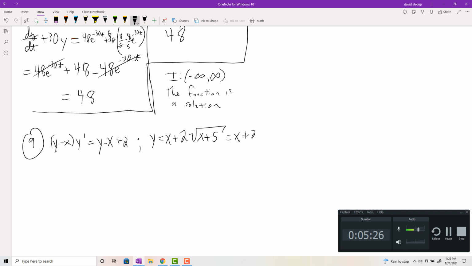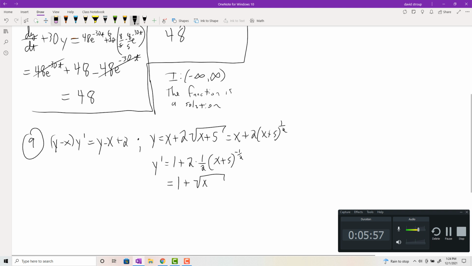So I have x plus 2 times x plus 5 to the 1/2. And then I'm going to need the derivative. So y prime will be 1 plus 2 times, first power rule, bring down the 1/2, and then I have x plus 5 to the 1/2 minus 1. 1/2 minus 2/2 is minus 1/2, and then chain rule just times 1. Clean it up a bit. So I'll have 1 plus basically just the square root of x plus 5. Whoops, but it's to the negative 1/2, so it's 1 all over that.